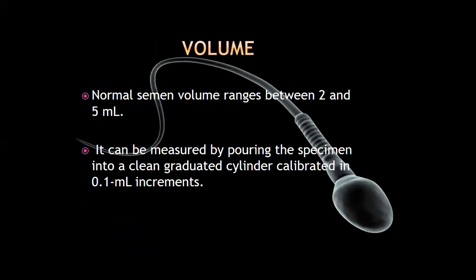Now, the normal volume ranges between 2 to 5 ml. As I've mentioned already, less than 2 would mean an inadequate specimen was collected, or might indicate inadequate sexual abstinence. A specimen volume of more than 5 may mean prolonged abstinence, or that it is contaminated with other fluids. It is measured using a graduated cylinder calibrated in ml increments.